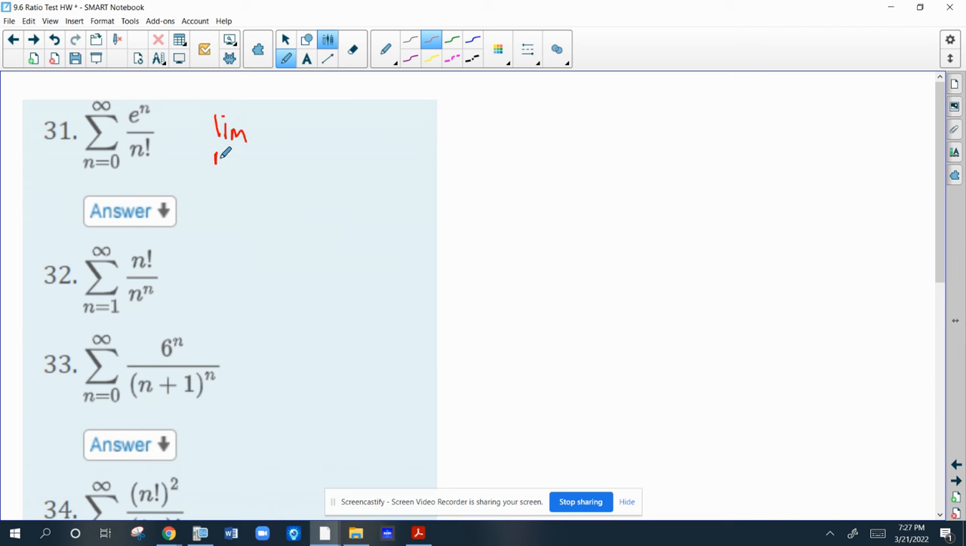The limit as n goes to infinity of the n plus first term, so e to the n plus 1 over n plus 1 factorial, multiplied by the reciprocal of the nth term. So we're going to simplify this. e to the n plus 1 over e to the n is just e.